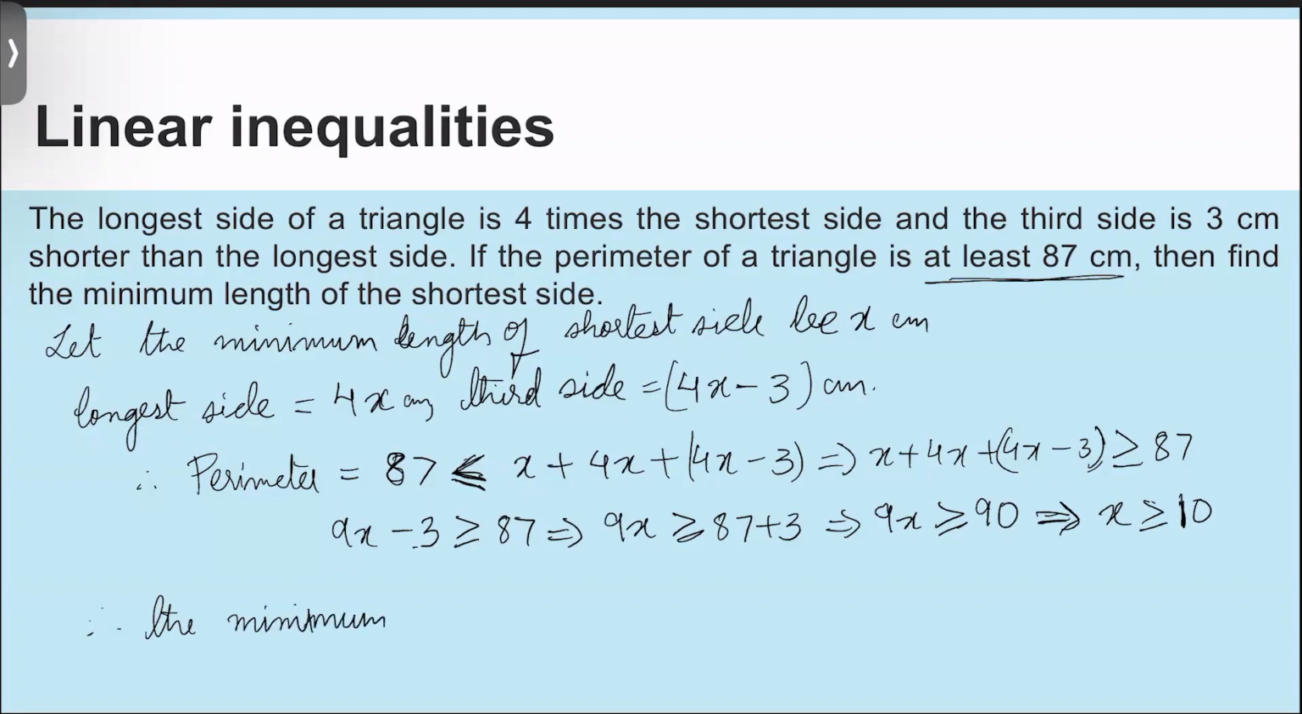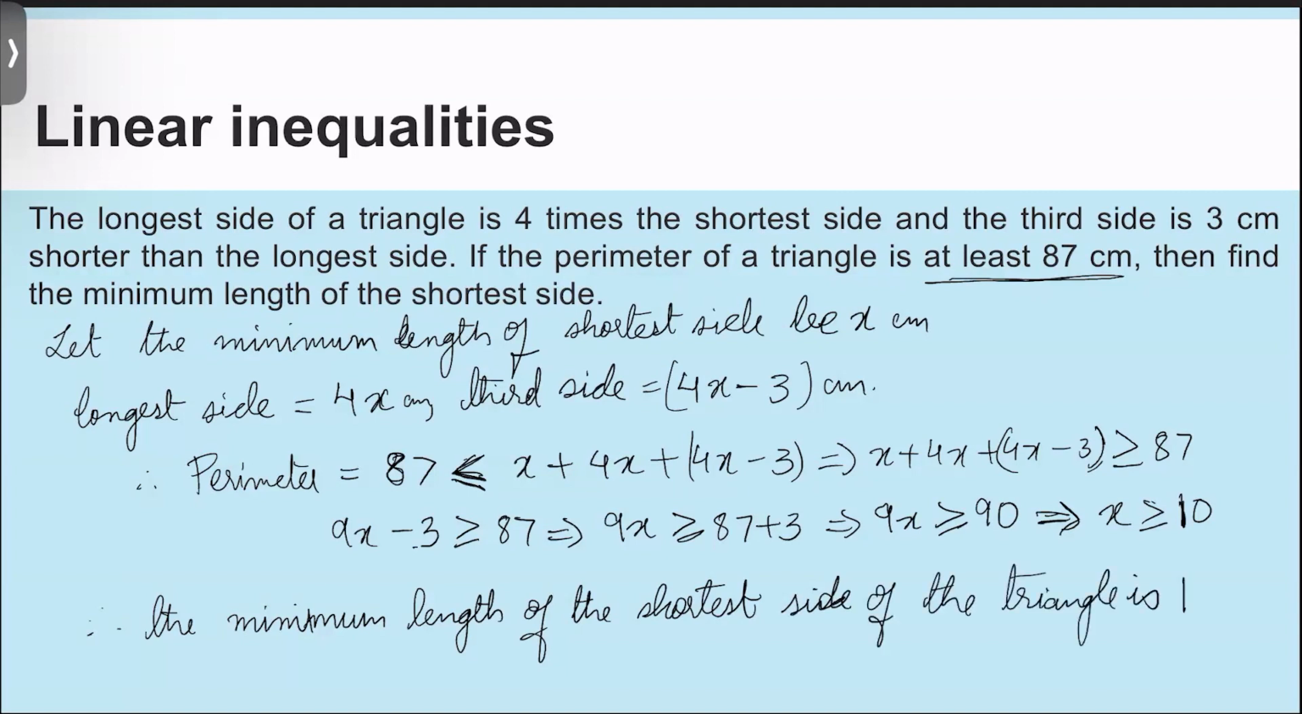Therefore the minimum length of the shortest side of the triangle is 10 centimeters. If the minimum length of the shortest side is 10 centimeters, you can easily find the minimum length of the other sides of the triangle. Even though it is not asked, we can find it.